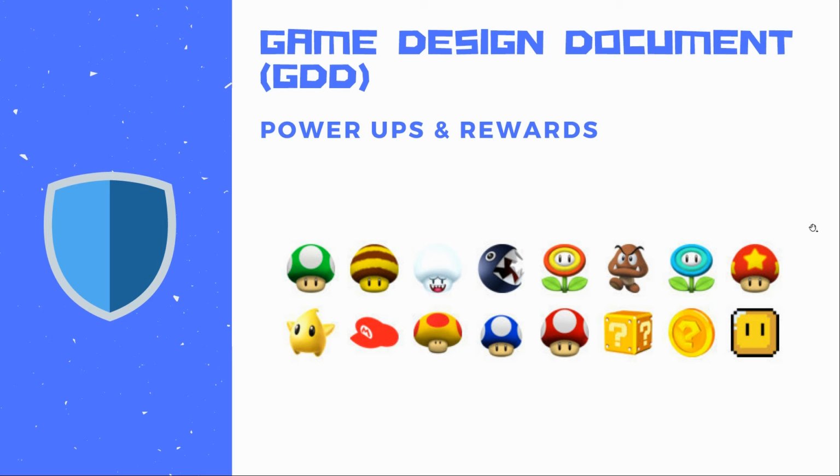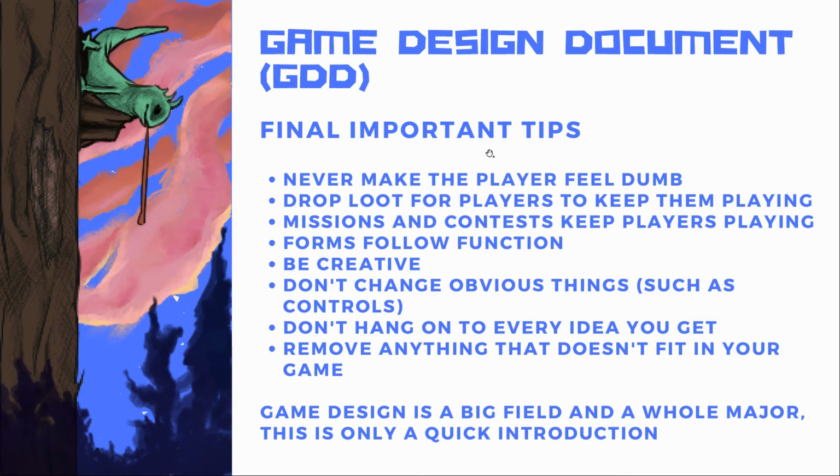And these are some enemies. Final important tips. Never make the player feel dumb. You have to make the player feel smart. This is why players like to play games. They like to feel smart. Drop loot for players to keep them playing. Missions and contests keep players playing as long as they have meaning. Form follows function. Be creative.